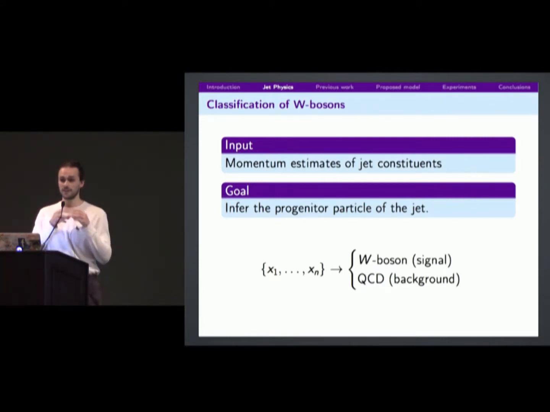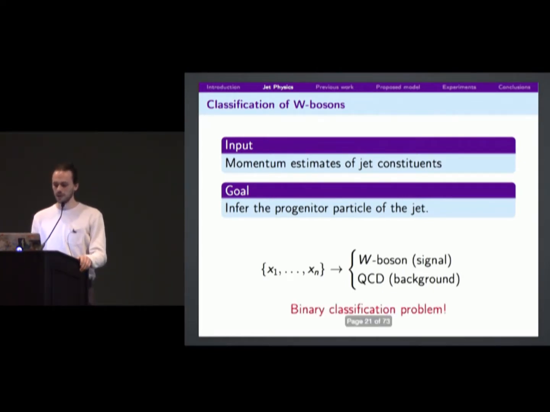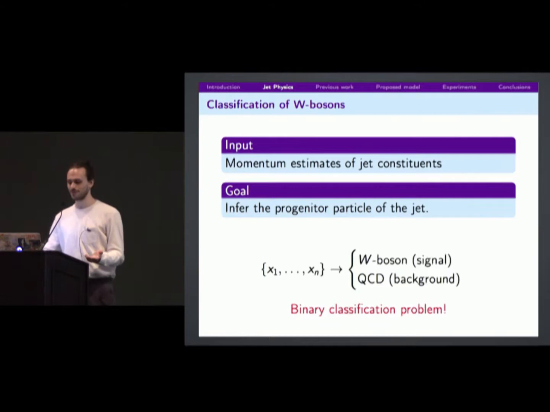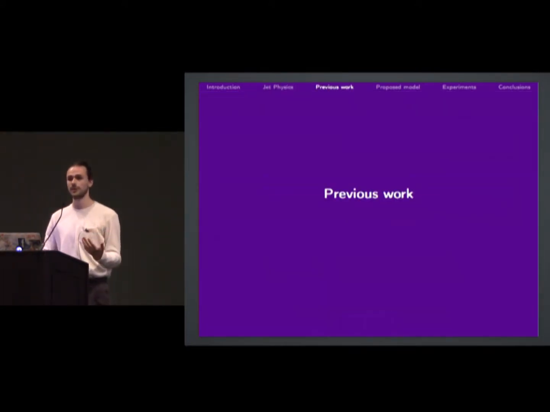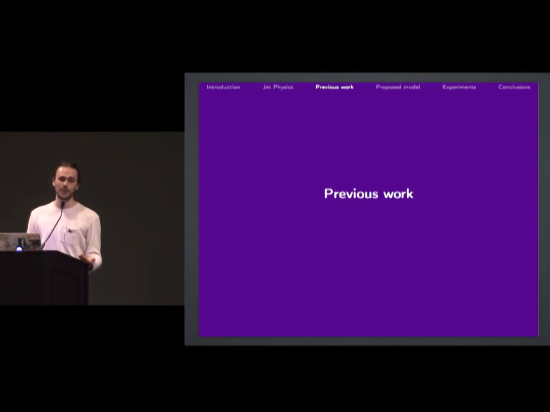We want to classify these big clusters of particles into what was the progenitor particle of the jet. So this is just a binary classification problem. It's bread and butter for people in machine learning, and you can use a lot of different ideas to solve it. So I'm just going to look at some previous analogies and ways that people have taken this problem and applied machine learning to it.